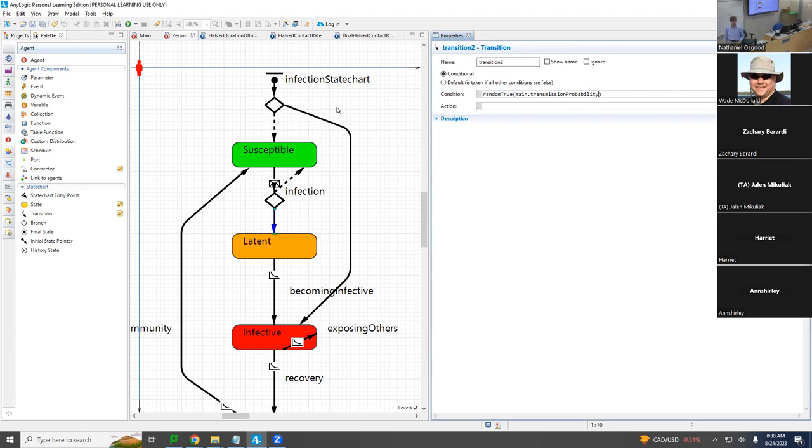Vaccination would be an excellent one. Anything else? Age would be another one. Anything else? Mask wearing. And mask wearing is pretty interesting, isn't it? Because if the person exposed is wearing a mask, they might have a lower chance of getting infected. But if the person exposing them is wearing a mask, it might also lower risk of transmission.